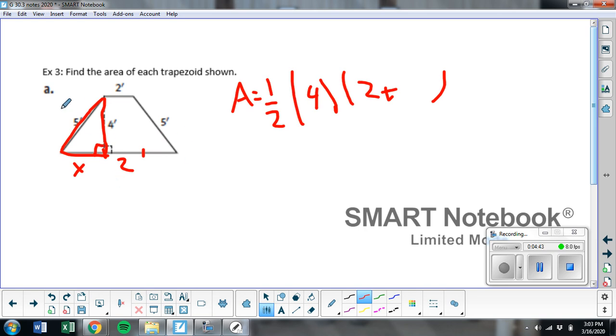So go ahead right now, do Pythagorean theorem. X squared plus 4 squared is 5 squared. Pause the video. We should get 3. This triangle over here is also the same size as the other triangle. So if this one is 3, this one is 3. So my base is 3 and 2 and 3, which makes 8. So my answer then is 20 feet squared.